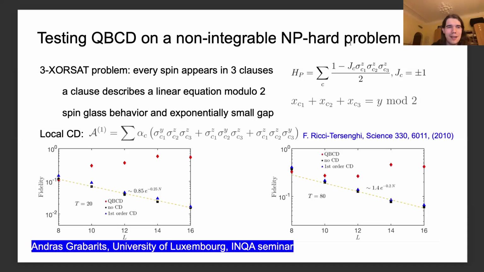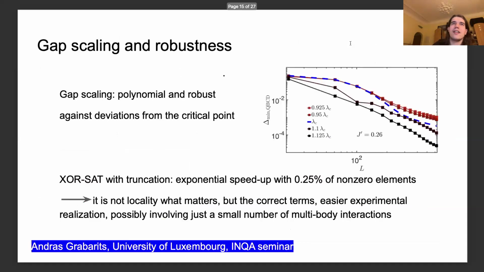That is hard to test. That is not the aim of this QBCD approach. I just tested that one can construct it with approximate knowledge of the ground state gap, and the ground state and excited state at the critical point. And then I made this QBCD Hamiltonian as sparse as I could while still achieving a reasonable speed up. And this sparsing was that I only kept 0.25% of the non-zero elements.